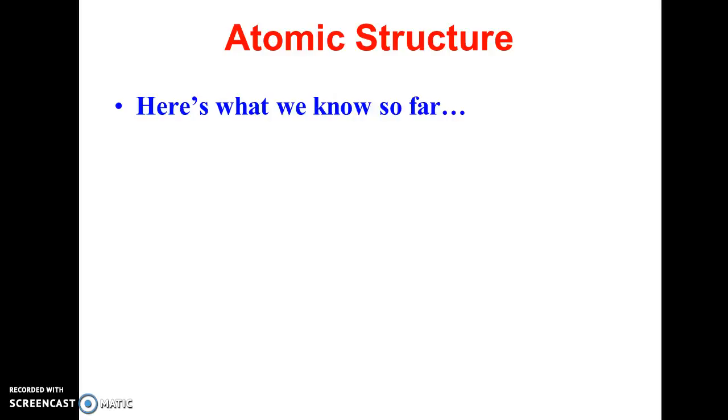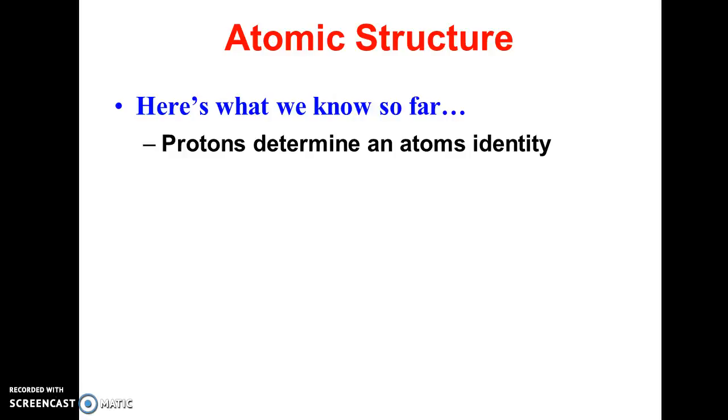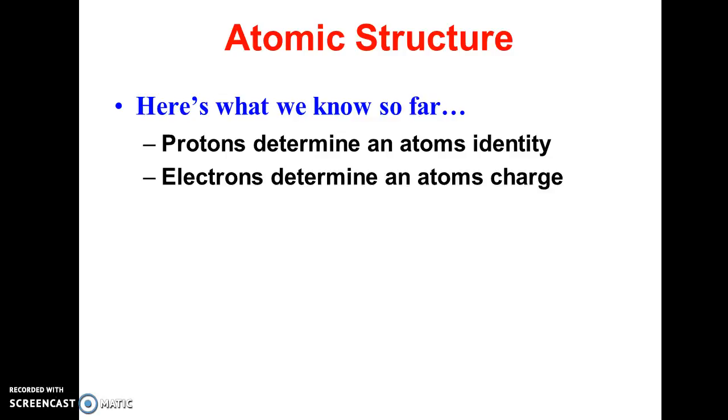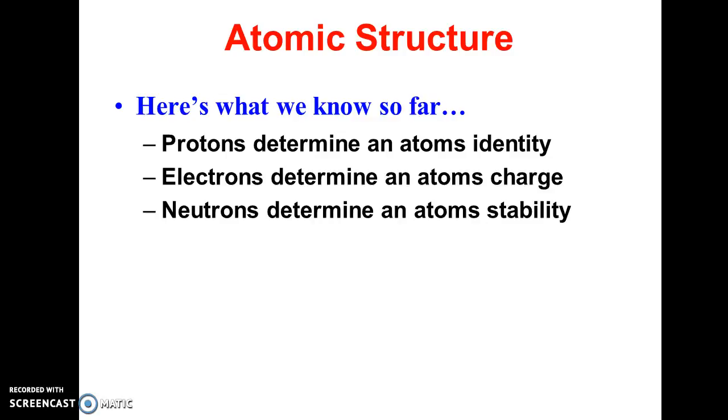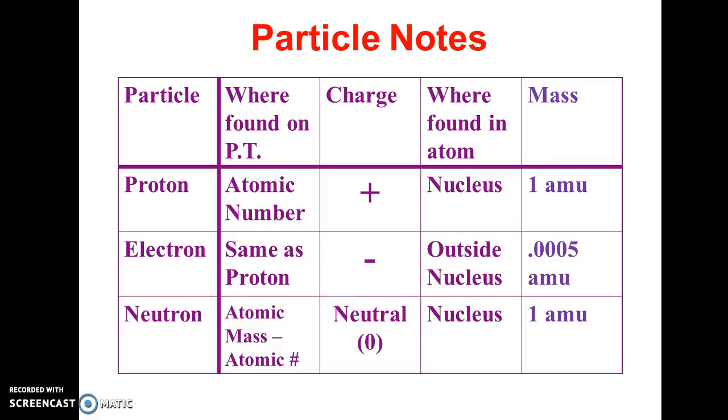Here's what we know so far. We know that protons determine an atom's identity. We know that electrons determine an atom's charge. And we know that neutrons determine an atom's stability. You should have this table in your notes now.